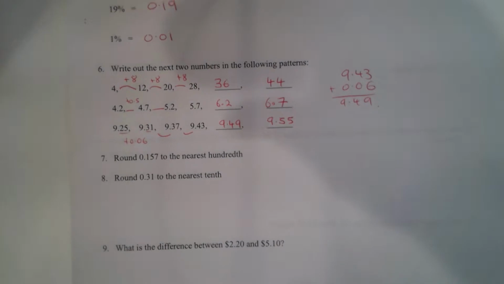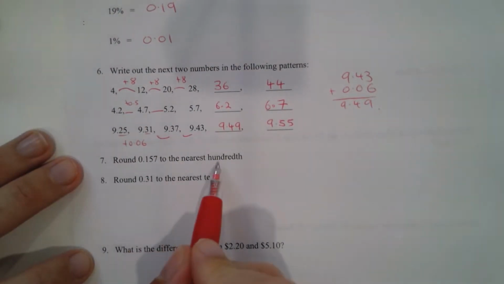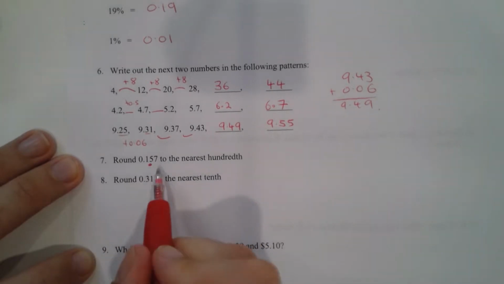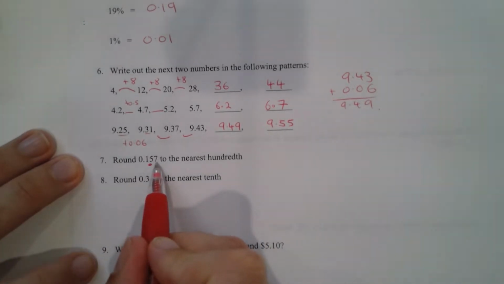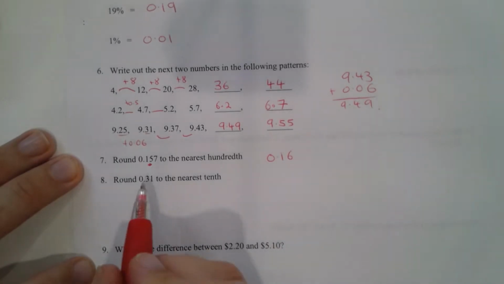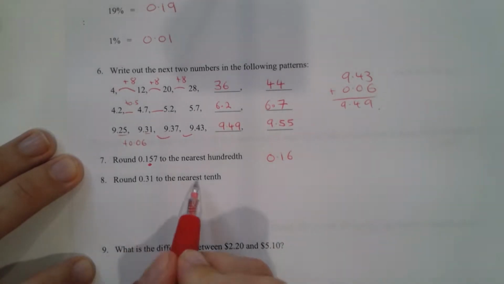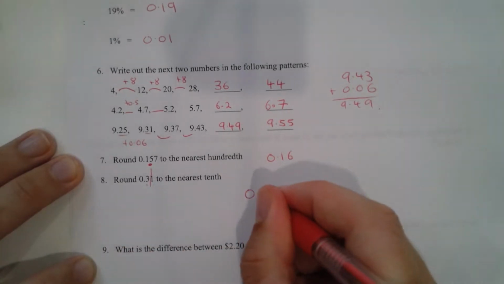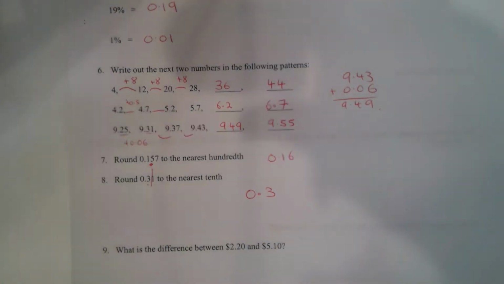Number 7, round 0.157 to the nearest hundredth. Well, these are our hundredths here, the 5, and because the number on the right is more than 5, it goes up to 0.16. 0.31 to nearest tenth, well, that's our tenth there, the 3. Number 1 isn't 5 or more, so it stays as 0.3.